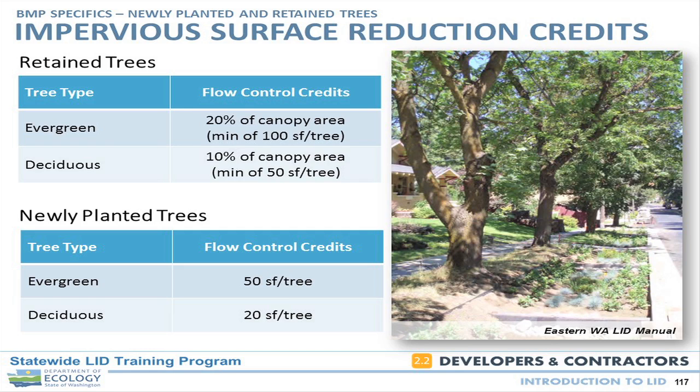So the interesting part is the concept that these trees are not just a valuable amenity that we're trying to retain and integrate, but that we're actually able to count these in your stormwater calculations. So you're looking at flow control credits for retained trees, which are a percentage of the canopy of the tree. And then in terms of newly planted trees, you get flow control credits up to a certain square footage of impervious area reduction for evergreen versus deciduous trees.